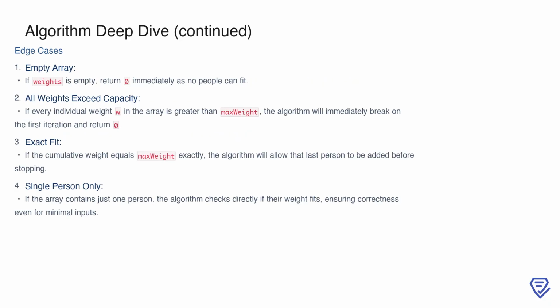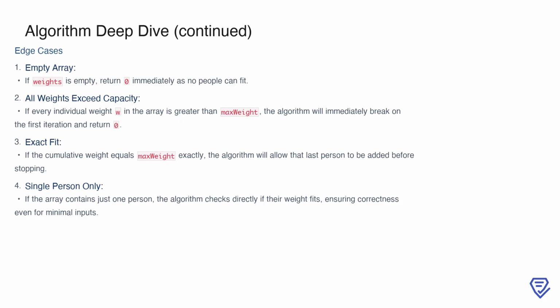When solving this problem, it's important to consider a few edge cases. First, if the weights array is empty, there are no people to add, so the algorithm should immediately return 0. Second, if every weight in the array is greater than the elevator's capacity, no one can enter, and the algorithm will terminate after the first check, returning 0.